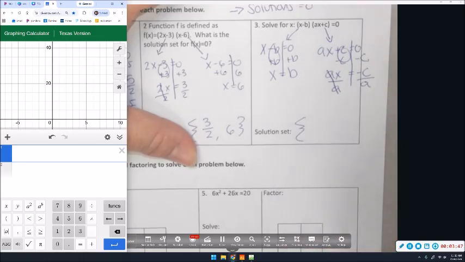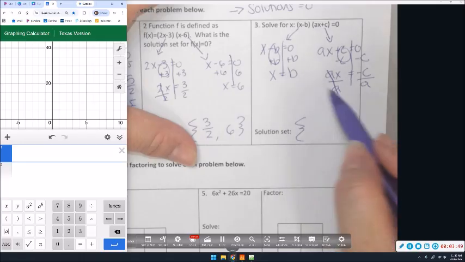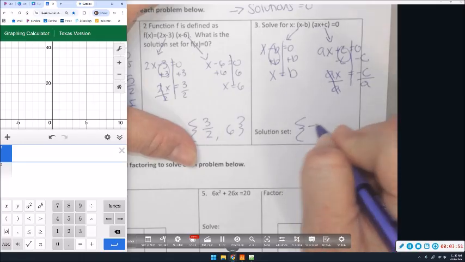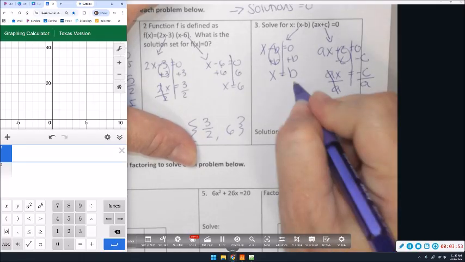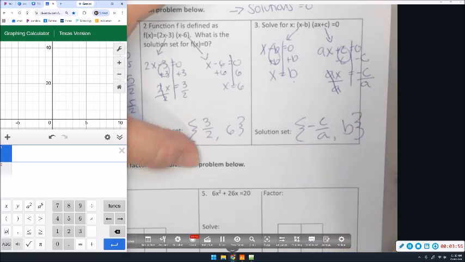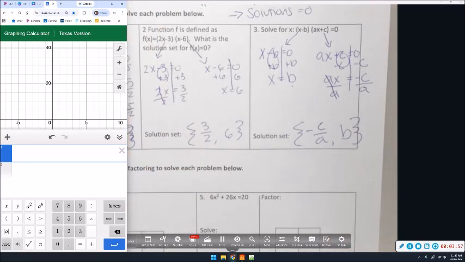Technically, we don't really know which one's least or greatest if they're both positive or both negative, but this one's negative, so we know that's going to go first. And b. So did we treat it any different even though there were no numbers? No, it's the same thing.